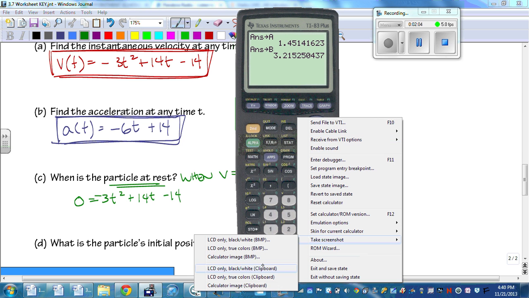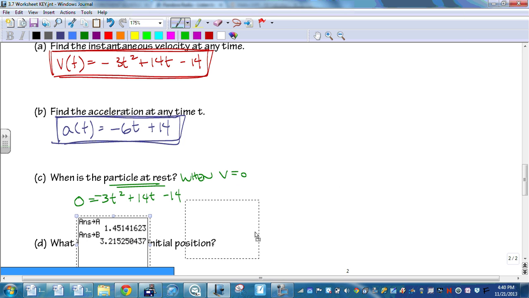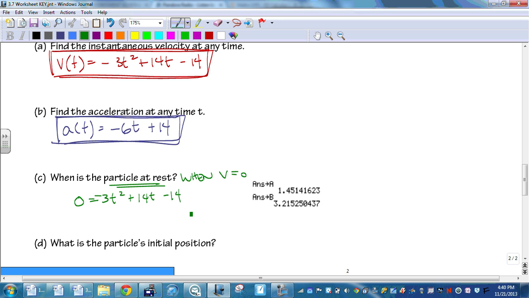So these are my two critical values, or values where the velocity is 0. So we get t equals 1.451 and t equals 3.215. Of course, like I said, you could use the quadratic formula to get the same thing. So these are the times when the particle is at rest, so it stops moving.